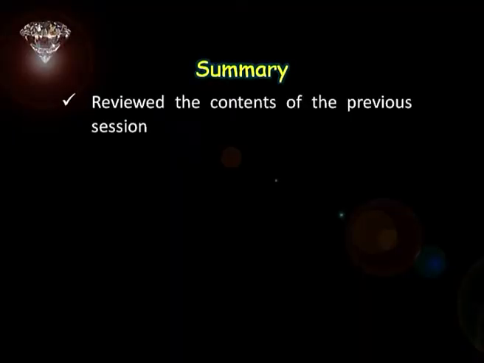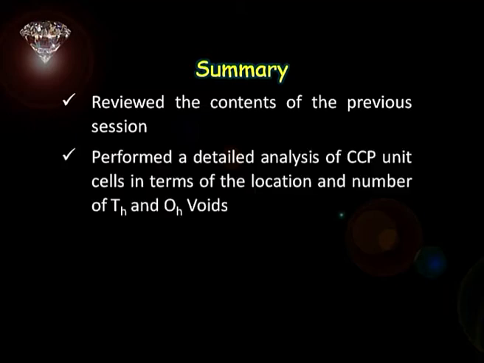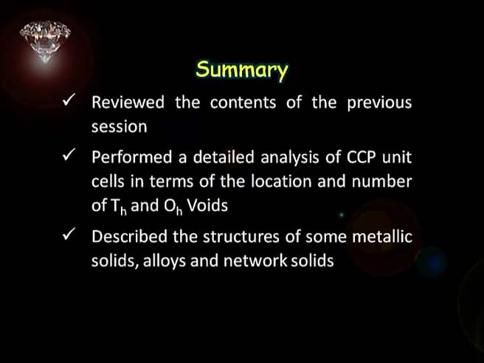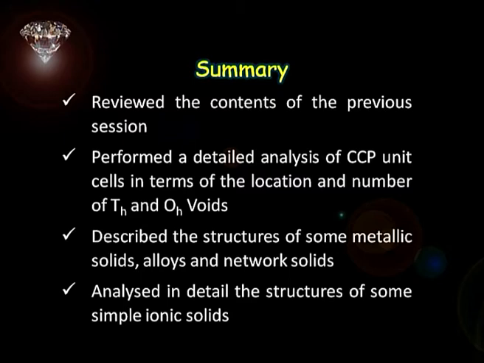Okay. So, let us quickly sum up what we have done today. We have briefly reviewed the contents of the previous session. Thereafter, we performed a detailed and very pertinent analysis of CCP unit cells in terms of the location and number of tetrahedral and octahedral voids. Thereafter, we described the structures of some metallic solids, alloys and network solids, and this was followed by a detailed analysis of the structure of some simple ionic solids, and we realized in the process that the analysis of CCP structure becomes very handy in communicating the structures of ionic solids.